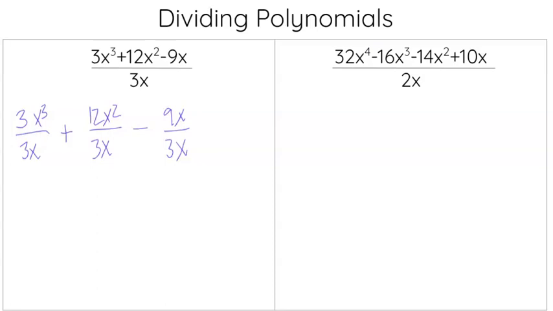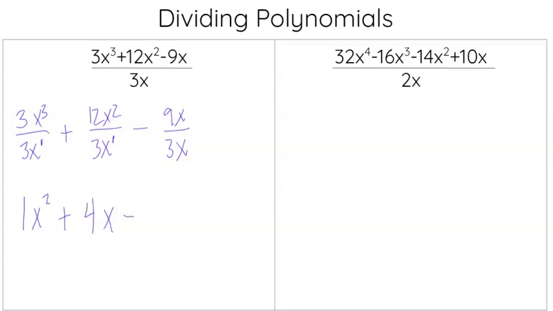3 divided by 3 is 1. X to the 3rd divided by x to the 1st power, 3 take away 1 is 2. Plus 12 divided by 3 is 4. X to the 2nd divided by x to the 1st, we're going to do 2 take away 1, and we get x to the 1st power, which we don't have to write the 1. You can write the 1, but it's just not standard practice to write that.